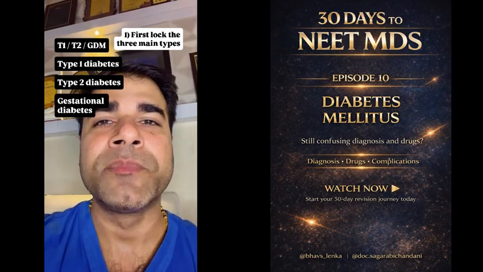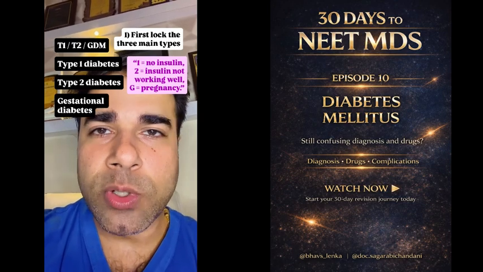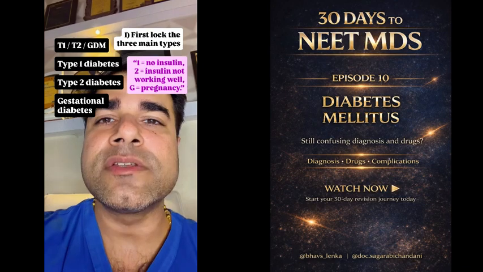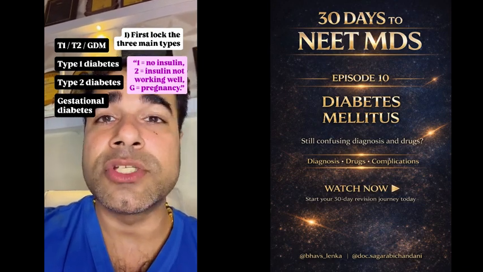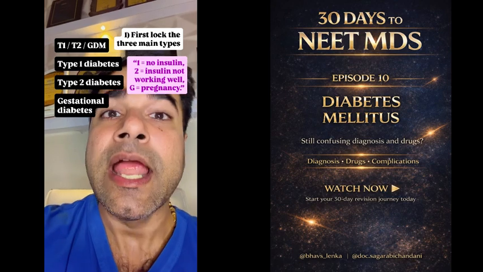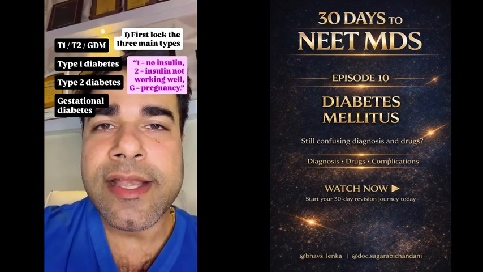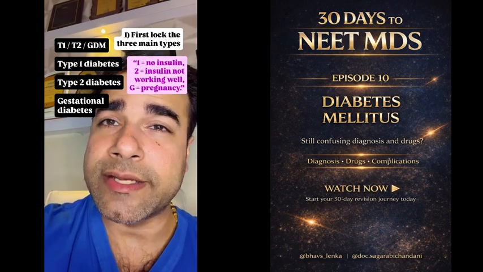Quick memory line: 1 is equal to no insulin, 2 is equal to insulin not working well, G is equal to pregnancy. Type 1 happens because the body makes little or no insulin after autoimmune destruction of the pancreatic beta cells. Type 2 is the common form linked to insulin resistance and relative insulin deficiency. Gestational diabetes develops during pregnancy.